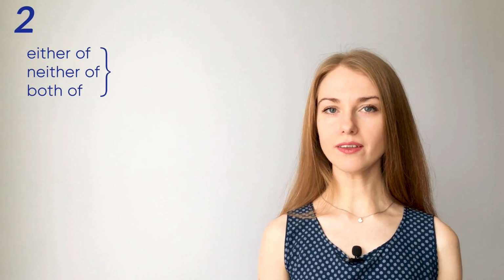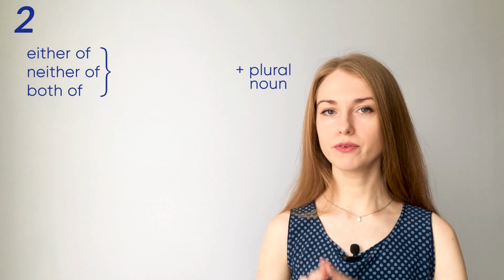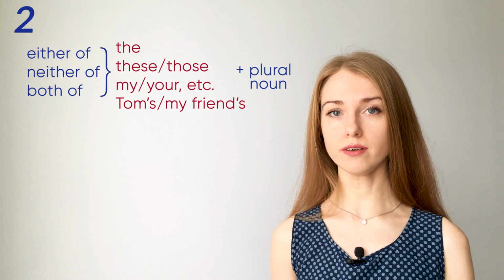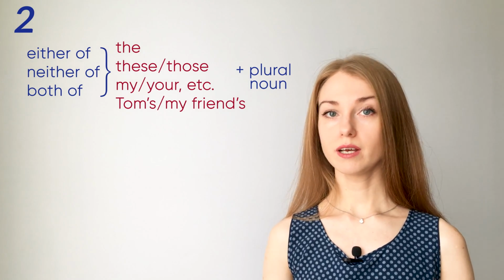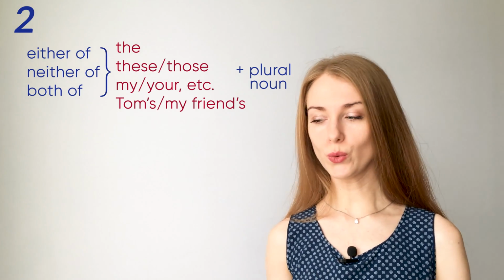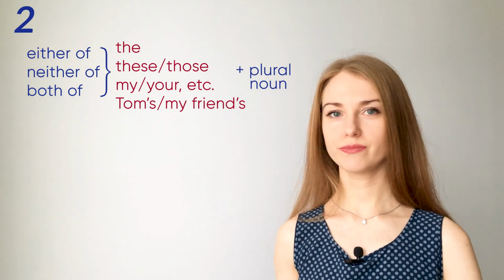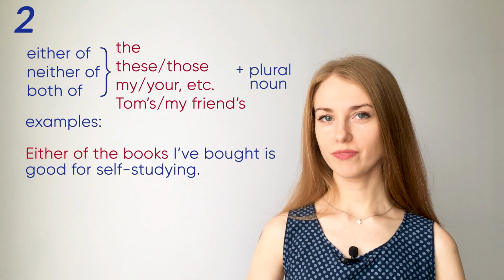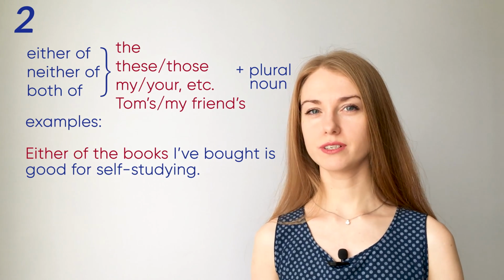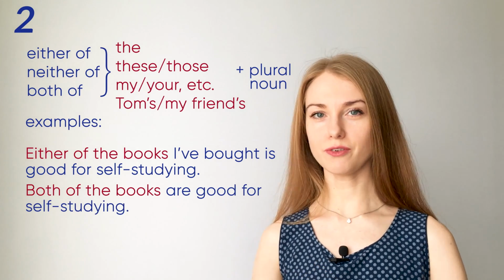Number 2. We can also say either of, neither of, both of, plus plural noun. But in this case, before the noun, we use the definite article the, demonstrative pronouns these or those, possessive pronouns my, your, his or her, or possessive case, Tom's, my friends. Look at these examples. Either of the books I've bought is good for self-studying. Both of the books are good for self-studying.